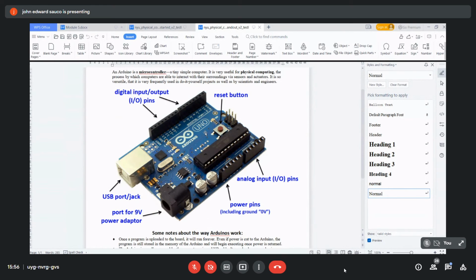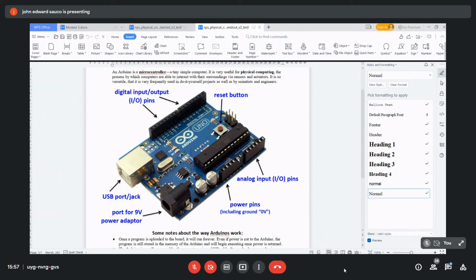Ito yung kanyang parts. Meron tayo dito input jack or USB port para sa programming niya. Meron tayong port na 9 volts, power adapter. So, kapag siya is nakasaksak sa USB port, meron siyang supply galing sa computer. So, okay yon para i-program siya. Then, kapag ginamit nyo na siya ng standalone, need nyo na siyang supplyan ng 9 volts para ma-process yung inyong program na ma-store sa loob ng Arduino.